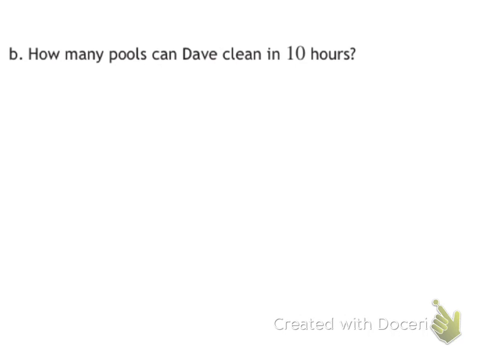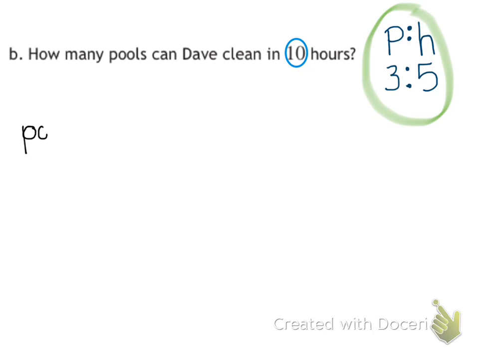How many pools can David clean in 10 hours? So I know the ratio from pools to hours is 3 to 5. And I'm going to use that information, the baseline, to answer how many Dave would clean in 10 hours. I'm going to do this by using a tape diagram. You may use any method that we have used, tape diagrams, tables, double number lines. In this case, I'm going to use a tape diagram.